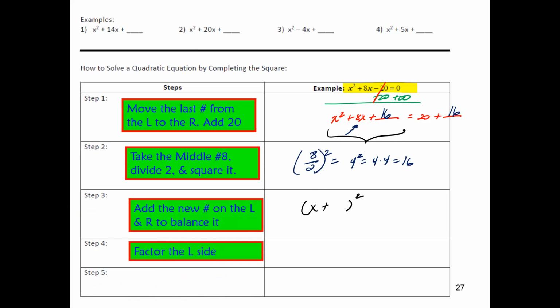It's going to be the first letter, which is x. And the middle number is always going to be the middle number divided by 2. So 8 divided by 2 is 4. If you were to FOIL this, it will equal x squared plus 8x plus 16. 20 plus 16 is a 36.